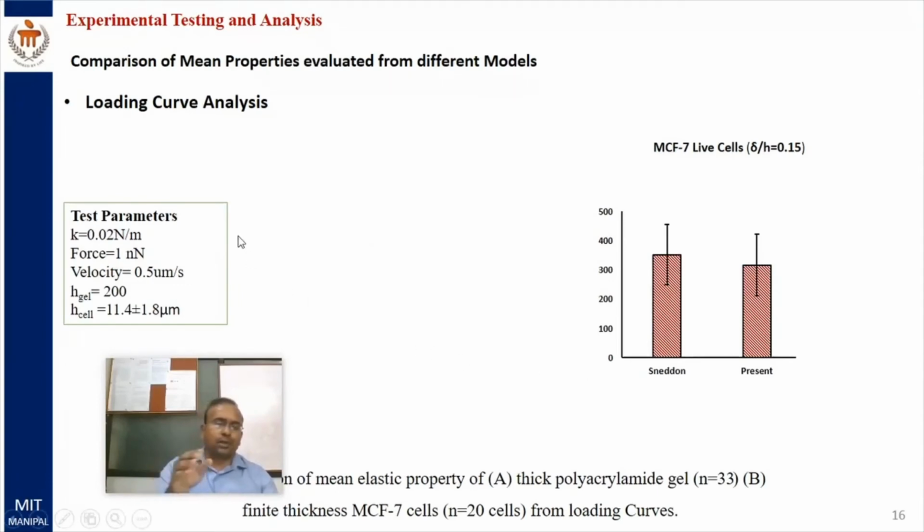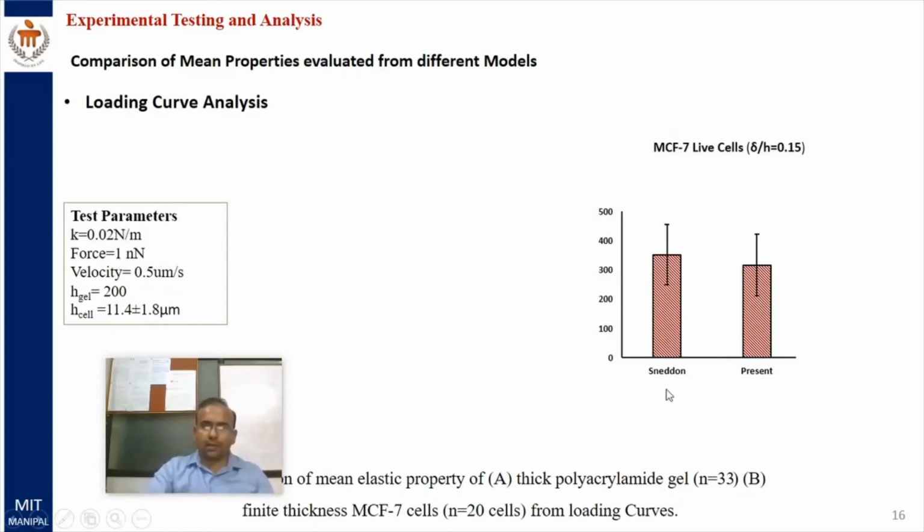Now, about the second and third set of tests, the comparison of mean or average properties is one of the trend, where the evaluated properties are compared with another sample. So what we have done is we have taken three contact models, and one sample is there. Indentations were carried out over the nucleus region, and the test parameters are shown here.